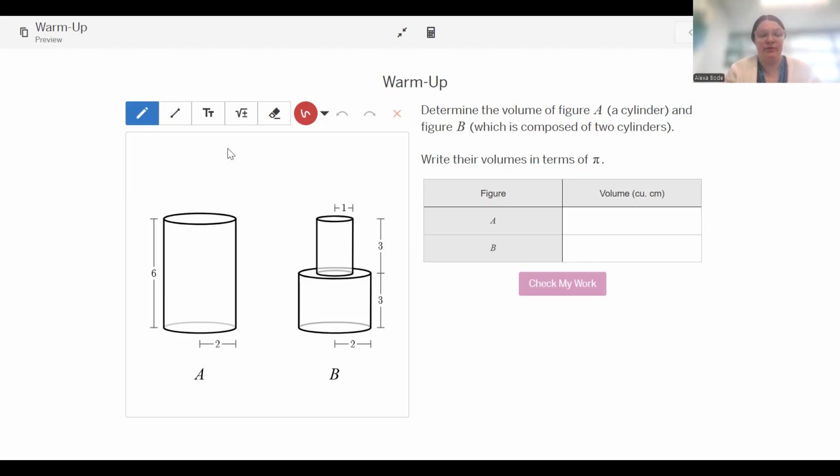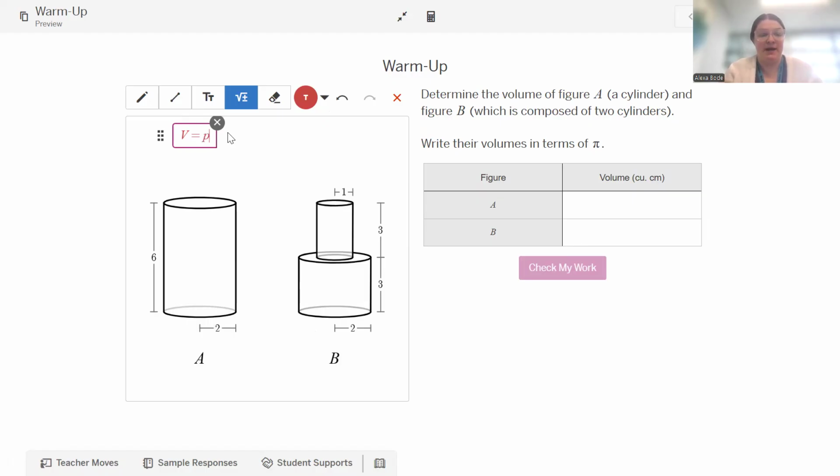Remember, our volume formula for a cylinder is pi radius squared times the height. So for A, that's going to be V equals pi. Our radius is 2. So 2 squared times our height. The height of this is 6. So 2 squared is 4. 4 times 6 is 24. So the volume of A is 24 pi.